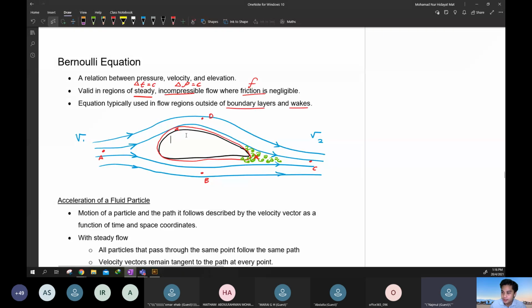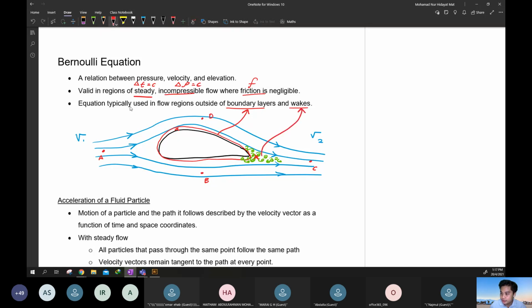Okay. This is the aerofoil, alright? And this is the stream flow from the wind. Nearest to this aerofoil, we consider it the boundary layer. This is the boundary layer nearest to the aerofoil wall. And this is the wake.